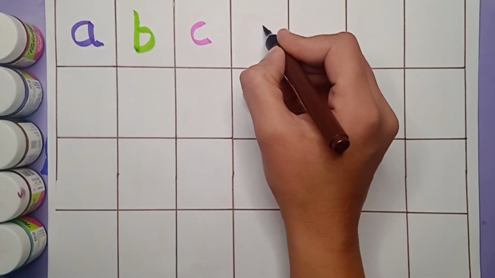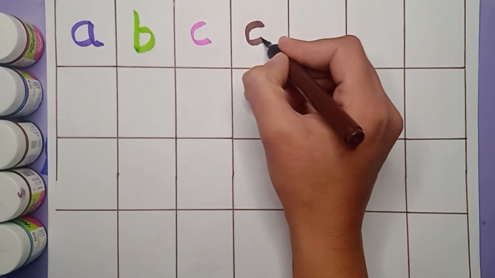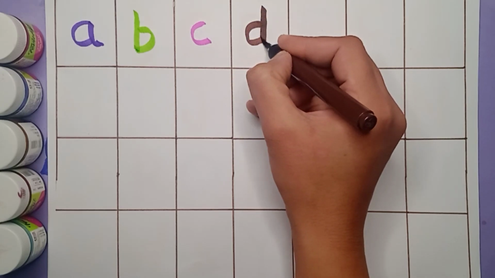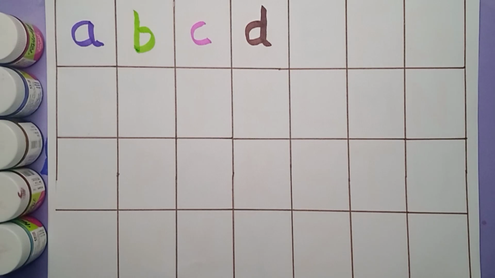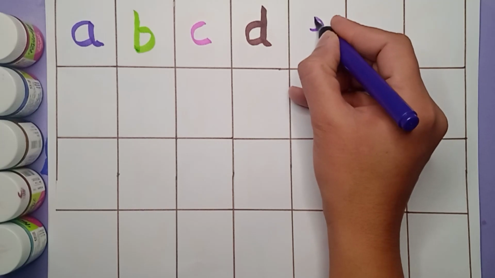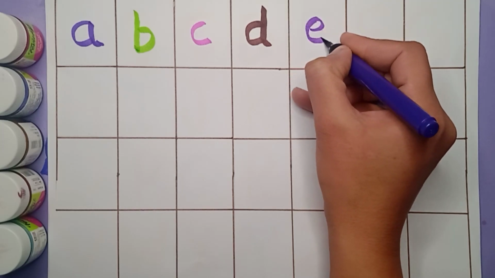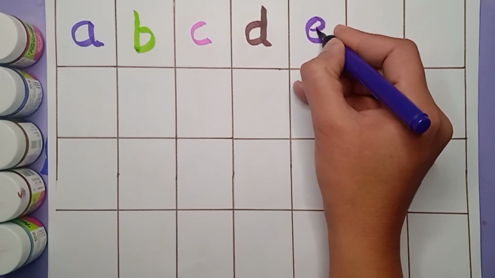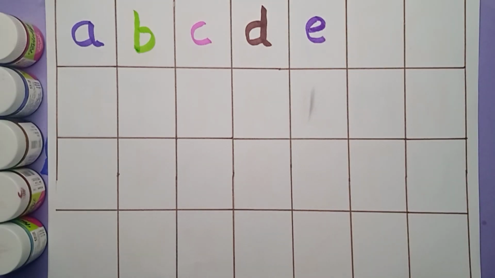Next letter is D. How do we write it? First make a C like this and now a standing line. A little bit of curve here like this. It's D for donkey. It's violet color. E, round and C. E for elephant.